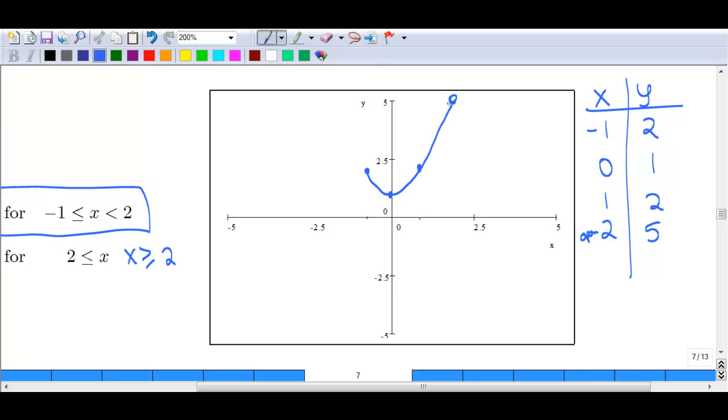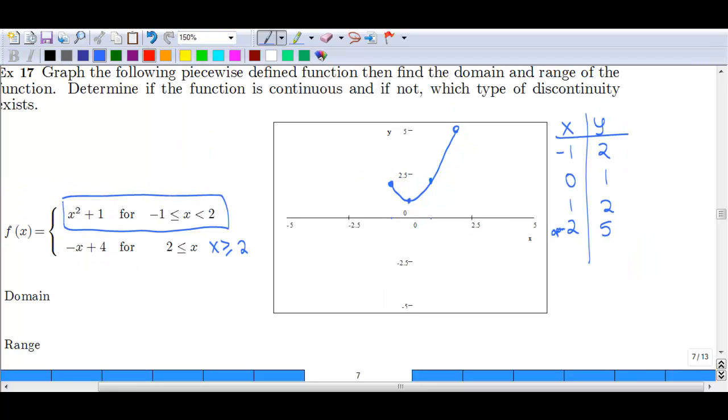We can't draw an arrow off because we're only starting at negative 1. This is our ending point on the left and our open dot ending point on the right. Now let's look at our second piece of the piecewise function.